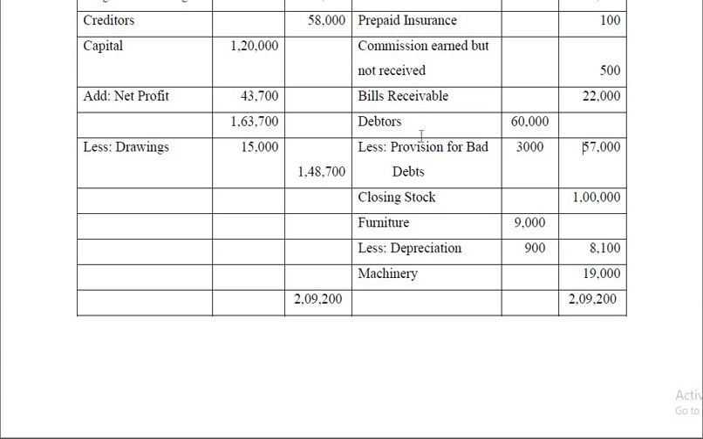Supposing bad debt is given in the trial balance or adjustment, debtors minus bad debts given in the adjustment minus provision for bad debts. That way you should have shown. But here bad debts are not given in the adjustment, so no deduction from sundry debtors. The balance of sundry debtors is after deducting the bad debts given in the trial balance. Closing stock is 1 lakh. Furniture 9,000 minus 900, so 8,100. So machinery, so depreciation is already deducted, therefore 19,000.